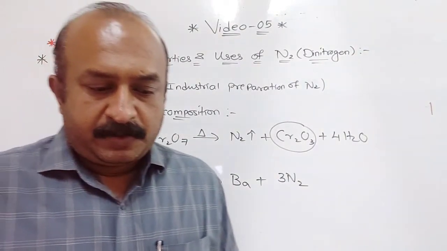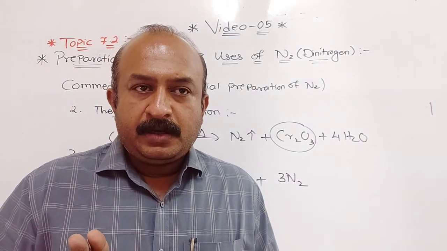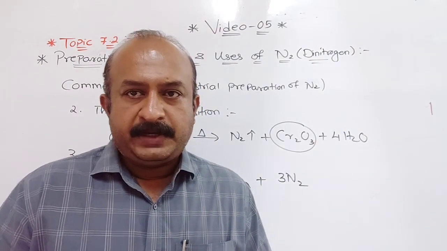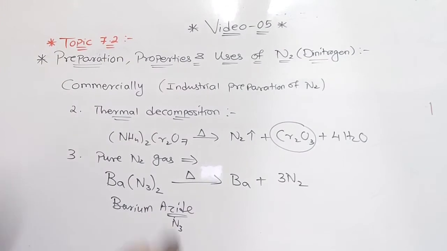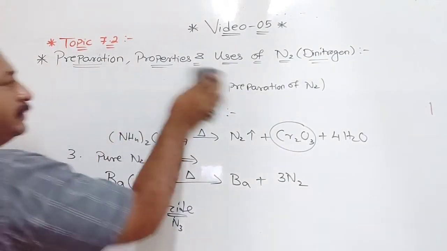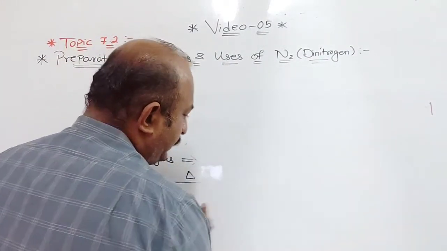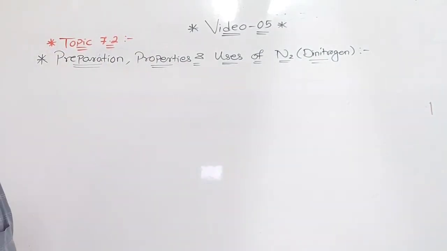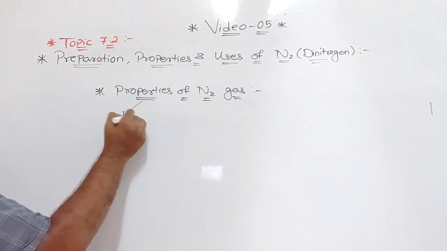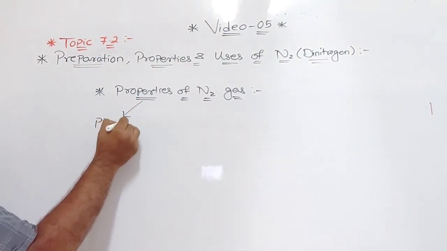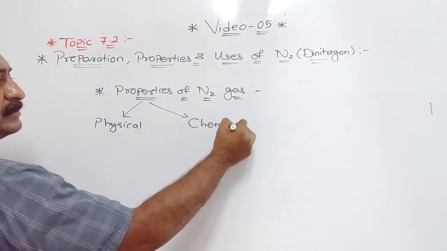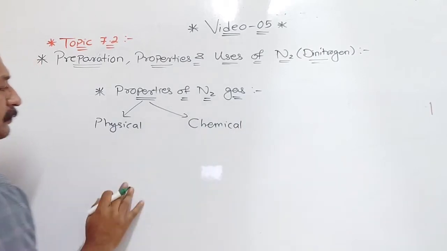Now when we talk about properties, all this we have discussed was about preparation, both industrial and laboratory preparation. We have completed that. Now we will talk about properties. There are two types: physical properties and chemical properties, meaning reactions with other chemicals.